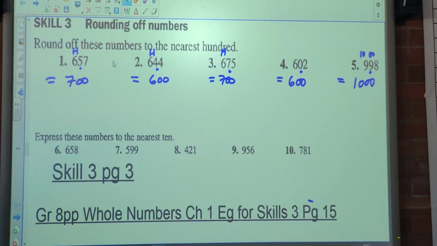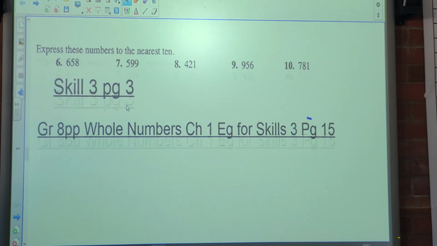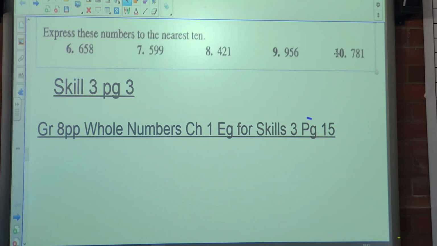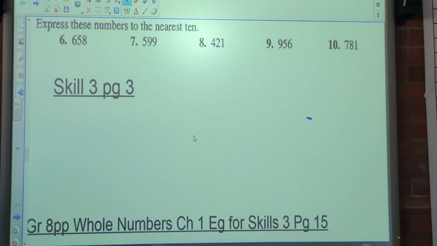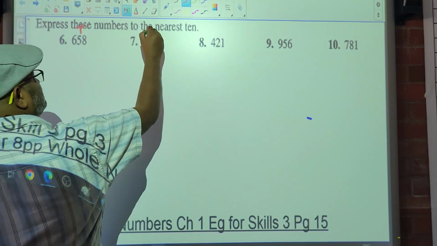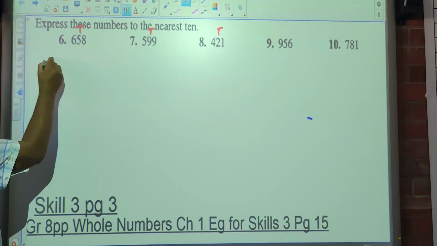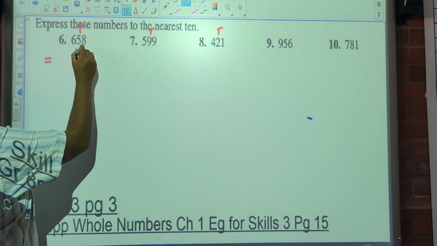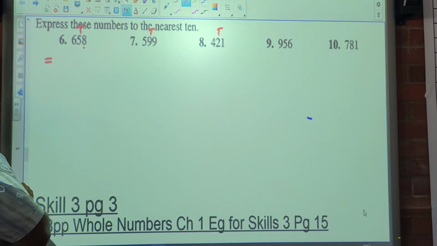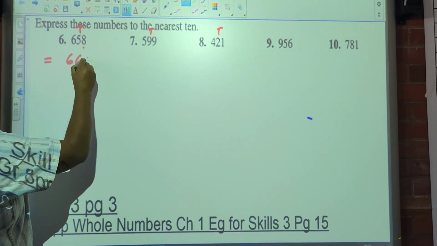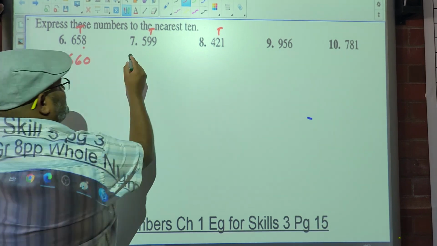Express these numbers to the nearest 10. So in other words, round off the number to the nearest 10. Okay, so that is your tens digit, not so. But the tens digit is dependent on the units digit. Okay, so let's round off. Is that greater or less than 5? Greater. So that's going to change that 5 into a 6. So 660.